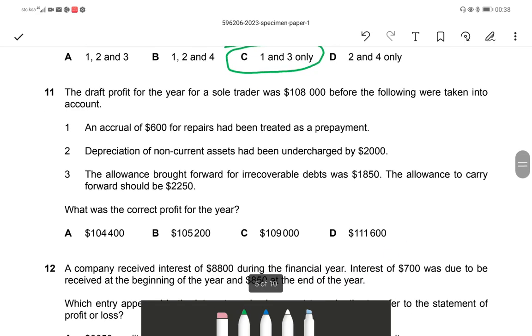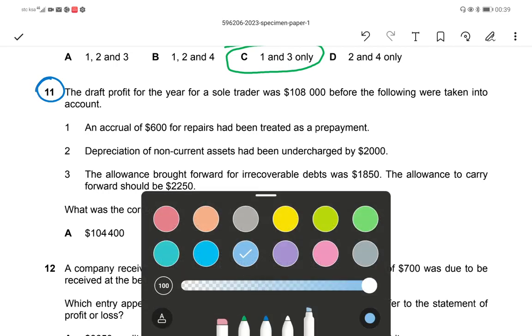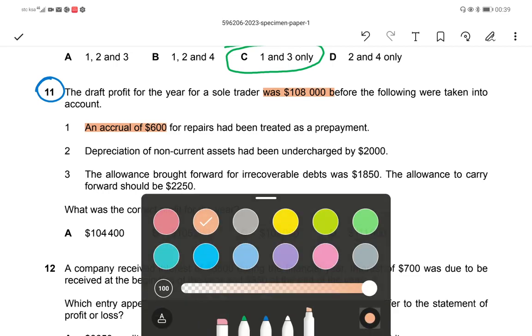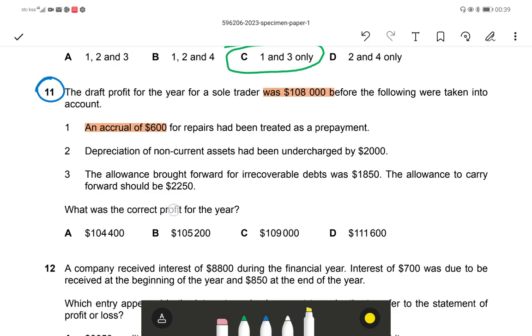Next, question number 11. The draft profit for the year for a sole trader is $108,000, before the following were taken into account. An accrual of 100 for repairs. What is the question? Let's go to the question first. What was the correct profit for the year? We have to find the correct profit. So we will take the wrong profit. What is the wrong profit given? 108,000 is the wrong profit.